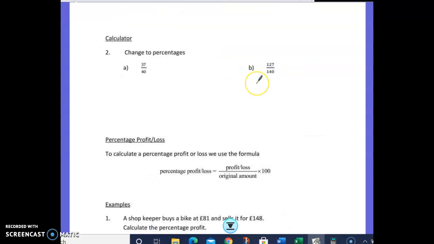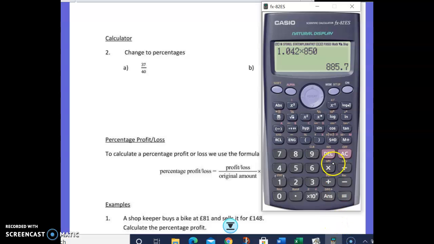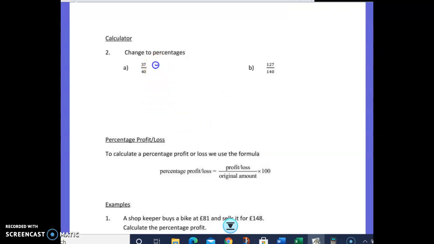Okay, with a calculator then, if you want to change from a fraction to a percentage with a calculator, a fraction just means divide. So if I do 37 divided by 40, that gets me a decimal. That's 0.925. To get from a decimal to a percentage, we times by 100.